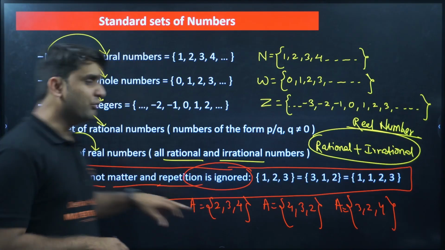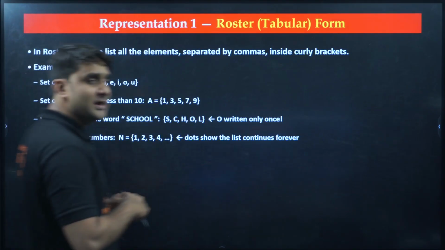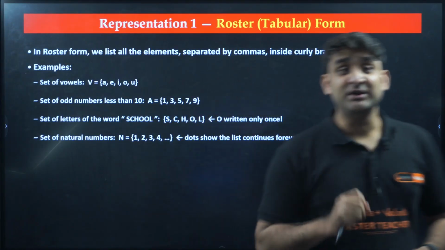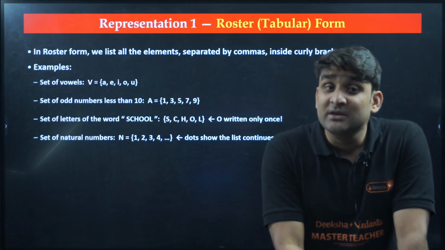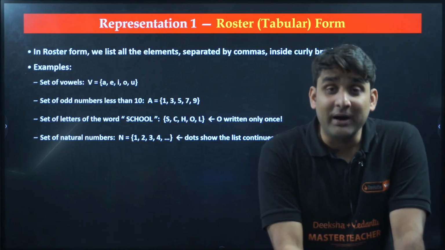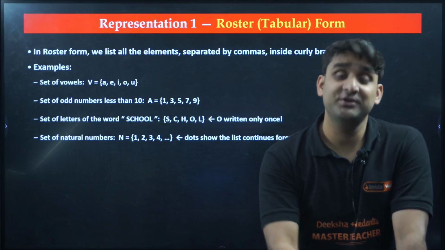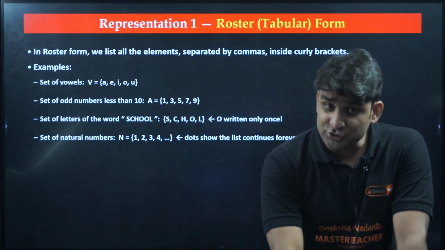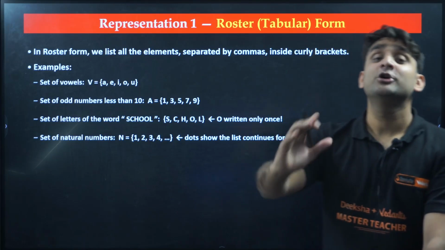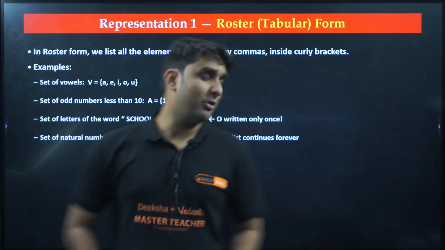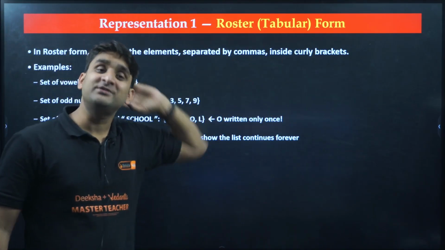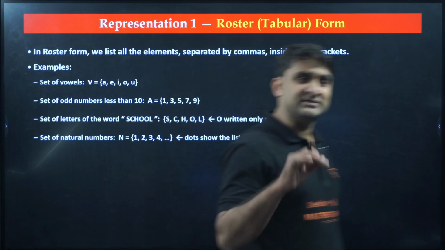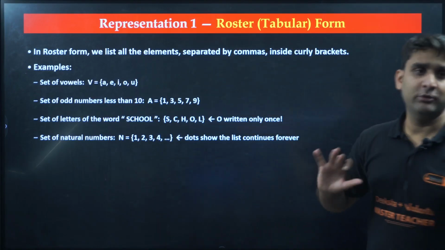Clear, everyone? Moving ahead. Okay, now let's talk about representation. So how to represent the sets? Basically, my dear, sets are represented by two forms. There are two formats by which we can represent the sets. The first representation is called roster form. It is also known as tabular form. You can say roster form or tabular form, both are the same.